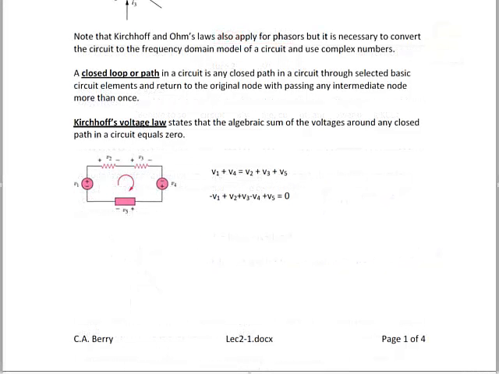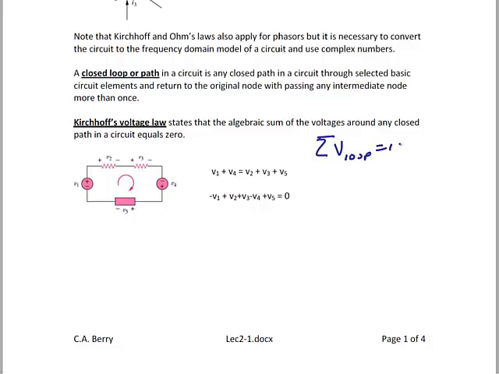A closed loop in a circuit is any closed path through selected basic circuit elements that returns to the original node without passing any intermediate node more than once. We've actually seen a closed loop in lecture 1-3. Kirchhoff's voltage law states that the algebraic sum of the voltages around any closed path in a circuit equals 0. Another way of stating this is the sum of the voltages around the loop is equal to 0.